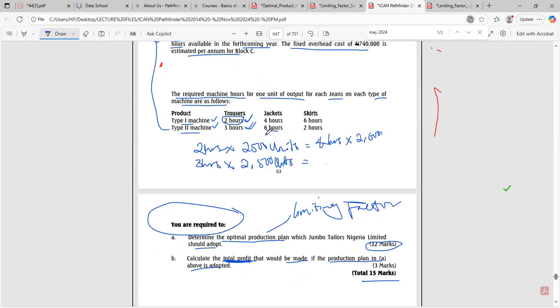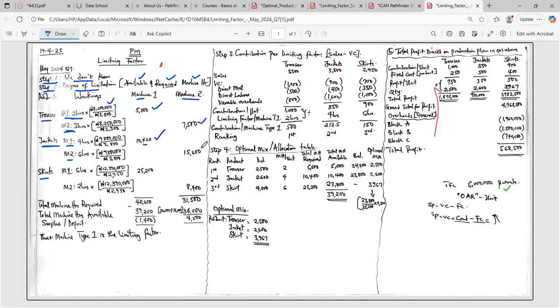So the next one is going to be 6 hours per unit, which is what? 6 hours for 1 unit times the same 600. So what do we have? 15,600. Common sense. Very simple. The last one is skirts.